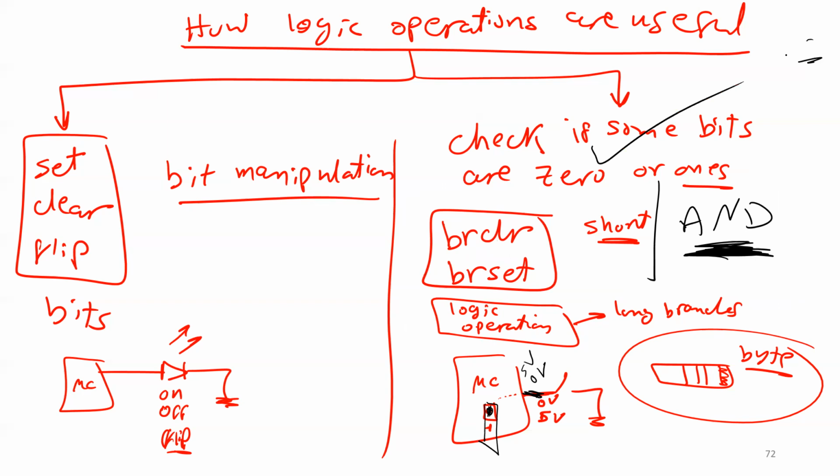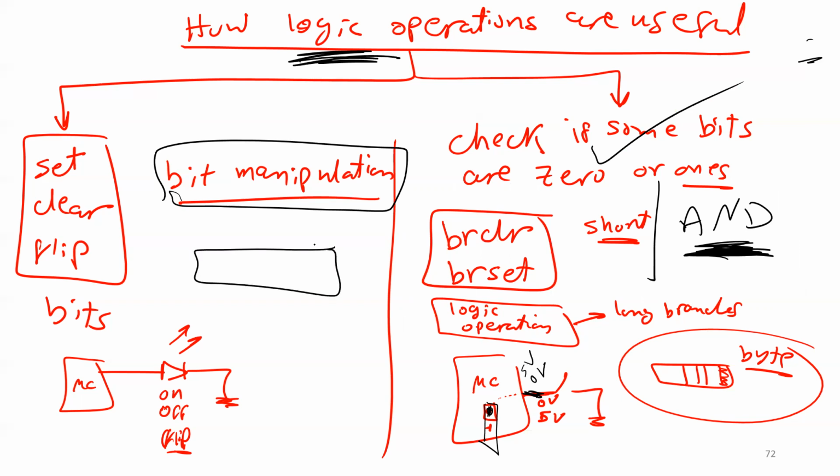The other thing is how we can use logic operations for bit manipulation. What do you mean by bit manipulation? Very simple. I have a byte, and I want to change 1 bit. I don't want to change the other bits, so here, no change, no change. I just want to manipulate 1 bit, or maybe more, but some bits I don't want to change.